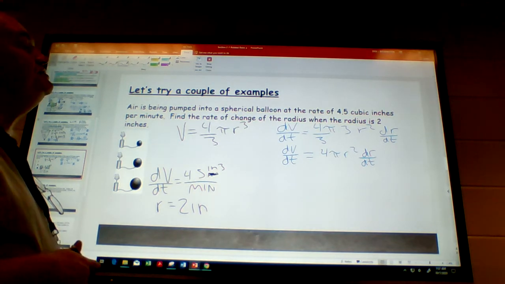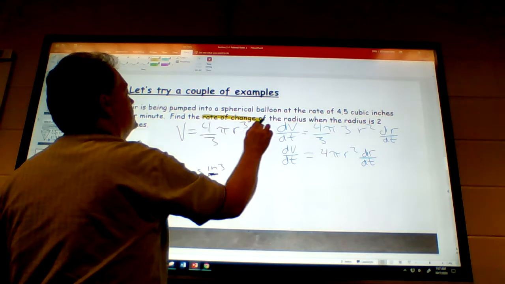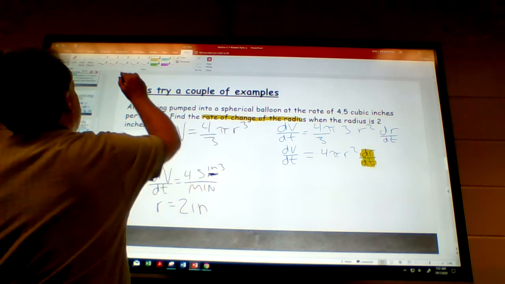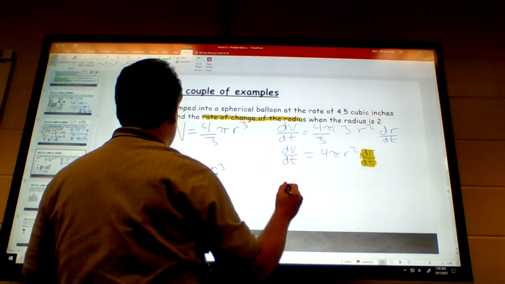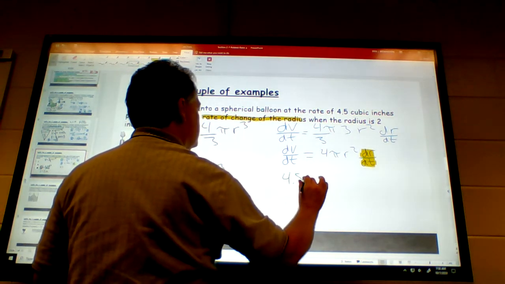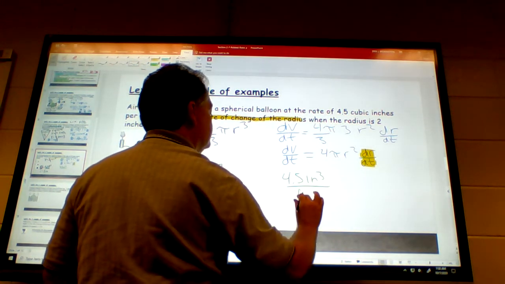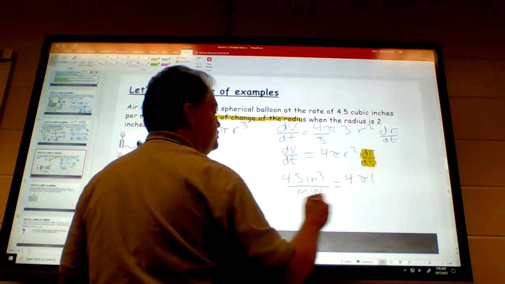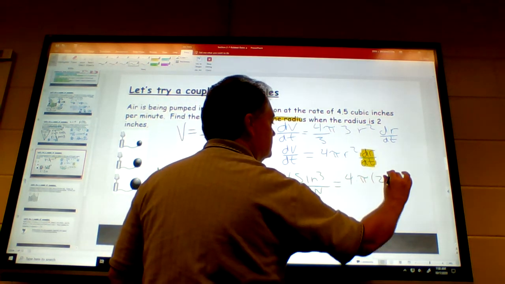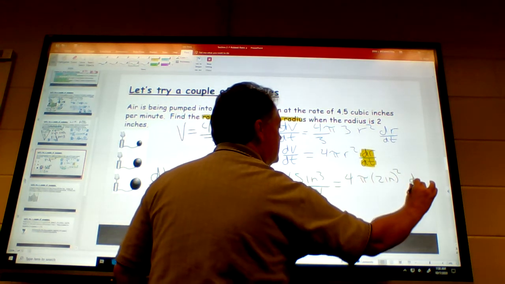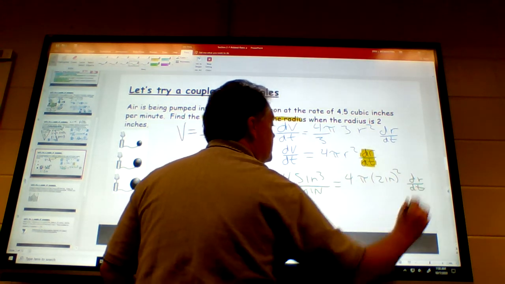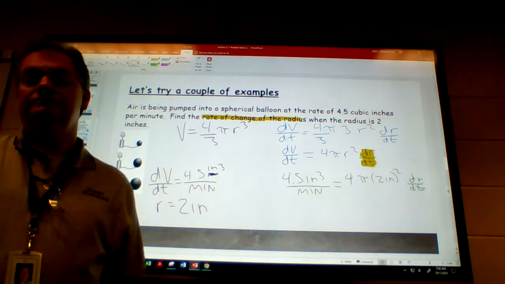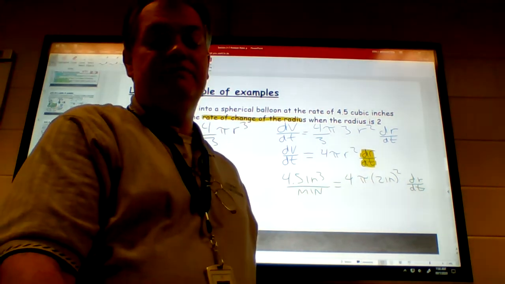But anyway, here's what we do know. We are looking for the rate of change of the radius, dr over dt. But we have everything else. We have 4.5 inches cubed per minute equals 4 times pi, and we know that the radius is 2, and we don't know dr over dt. So I'll let you finish that out from there. You can take it from there.